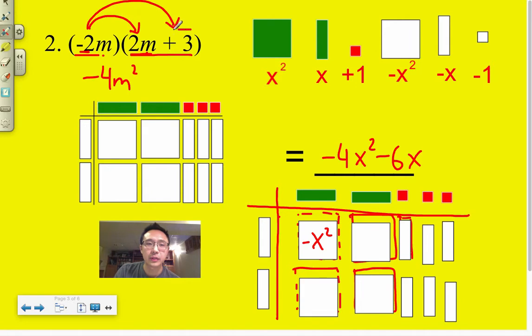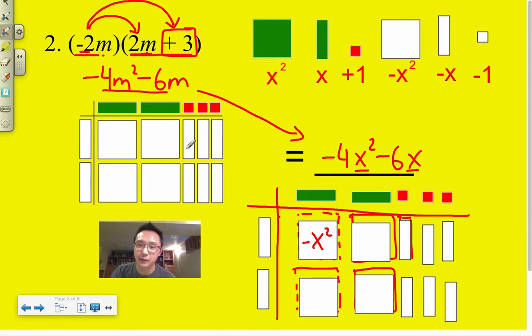The second distribution involves this positive sign as well. So negative 2m times 3. So negative 2 times 3 is negative 6. And then m doesn't have anything to multiply to, so it's just m. So then this is exactly what we have here, except that I forgot to change my x to m because I misread. So double check your answer.